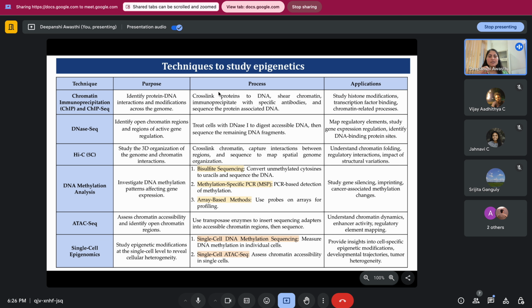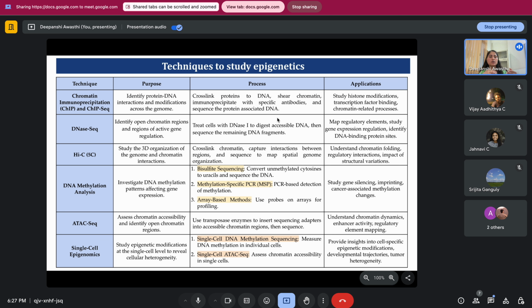And what is ultimately done in this process is that you cross-link the proteins to DNA. For example, if you're not looking at histones, because histones are already cross-linked to DNA in the genome, but you are looking for transcription factors or some other proteins that bind to the DNA, then you have to cross-link your DNA with the proteins. Then you will shear the chromatin. Shear means you will just fragment it. You will immunoprecipitate it, so you will take the antibodies that are specific to those proteins, so they can bind to those proteins. Then you can simply sequence that protein-associated DNA, because ultimately those protein-associated DNA fragments will be obtained. You will remove those proteins and sequence that part.